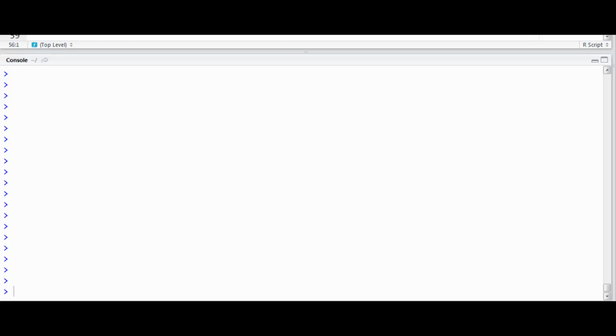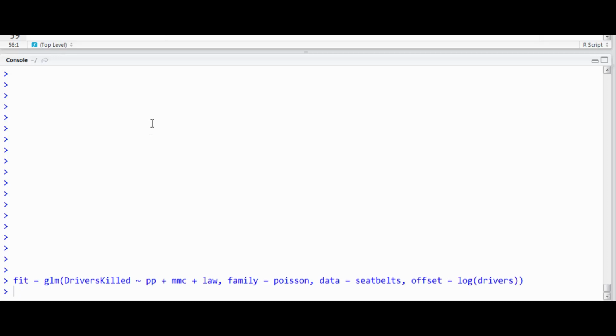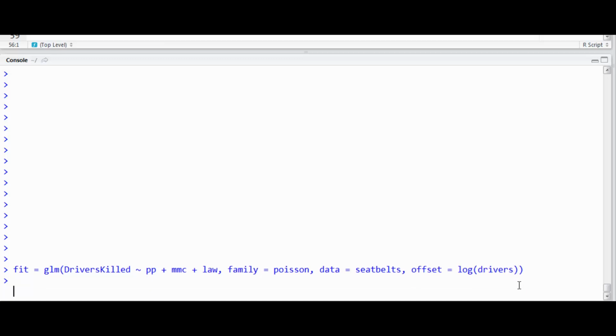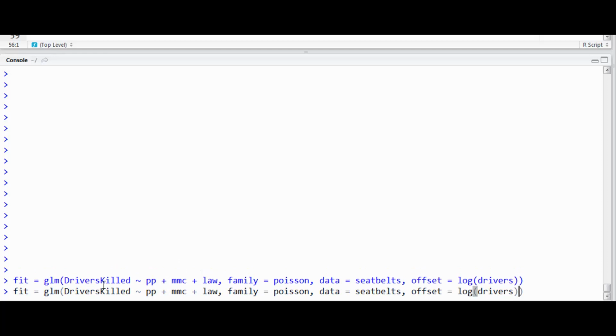I'm going to just copy and paste. Here's the fit. This is the fit with the offset. So all we need to do this is put in the offset of the log of the drivers. Okay? And if we want the fit without that, of course we just delete it, and let's call that fit 0.